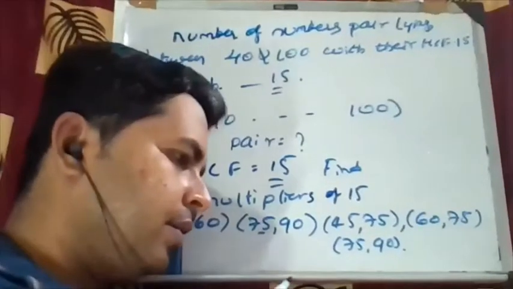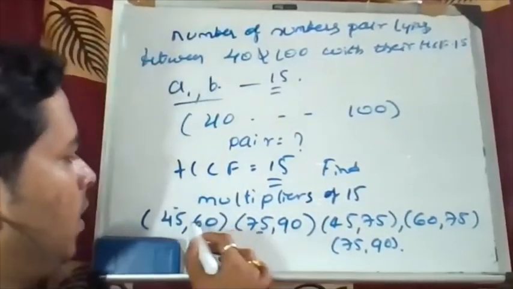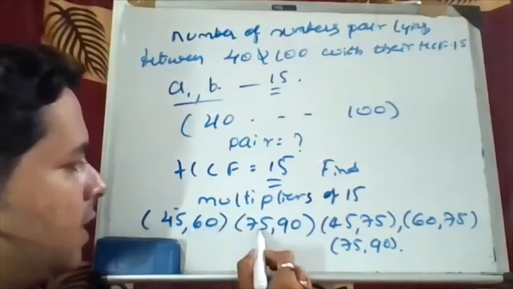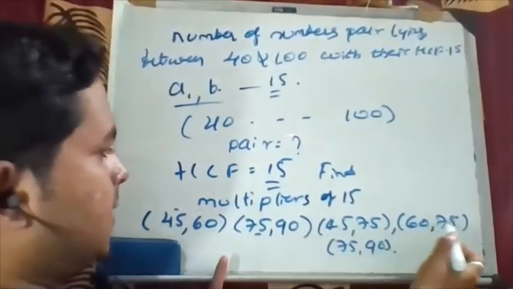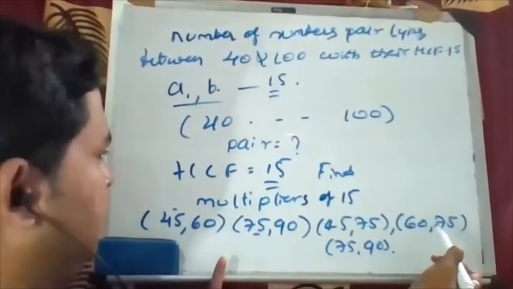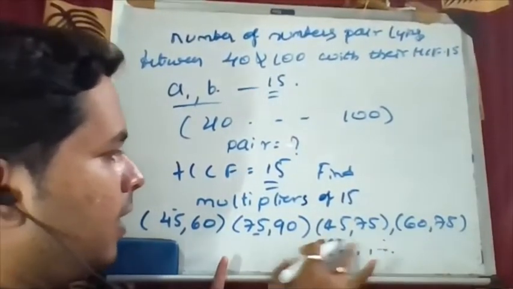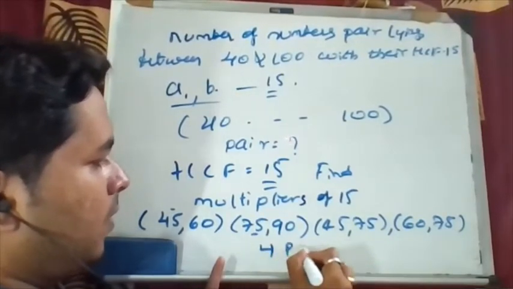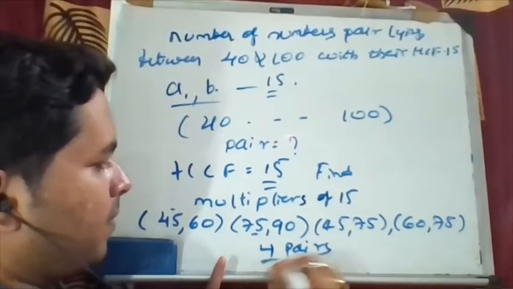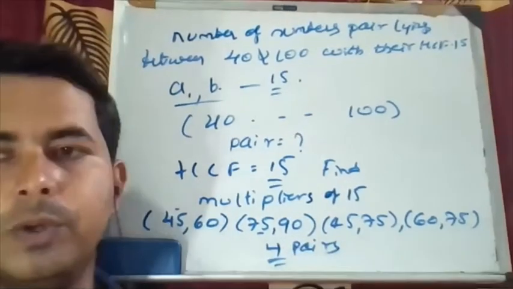Okay, so how many pairs you got? 5 pairs is correct, no? 45 and 60, 75 and 60, 45 and 75, 60 and 75, and 75 and 90. Yeah, this is repeat. Okay, so you'll get 4 pairs. So this is one way to do.